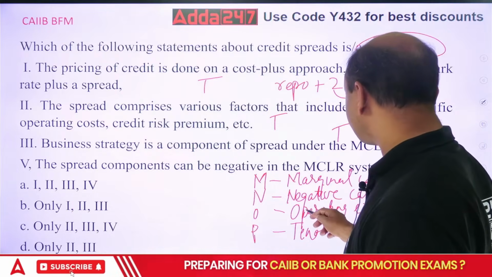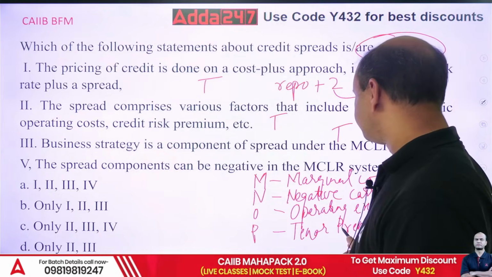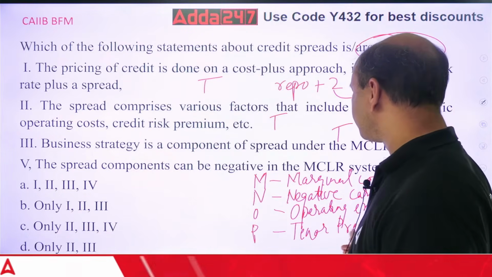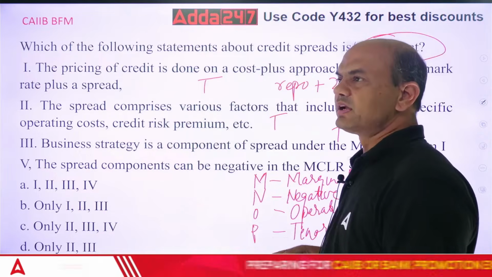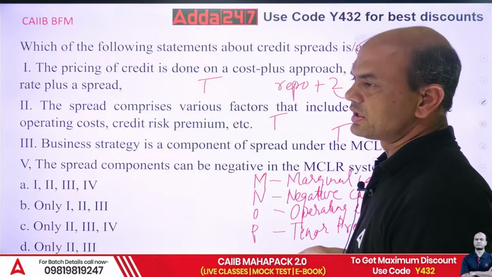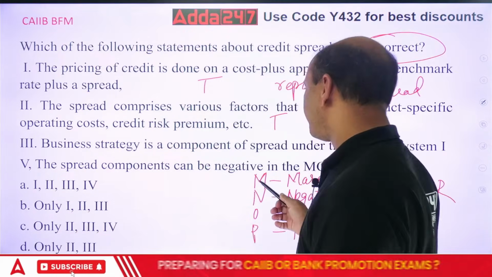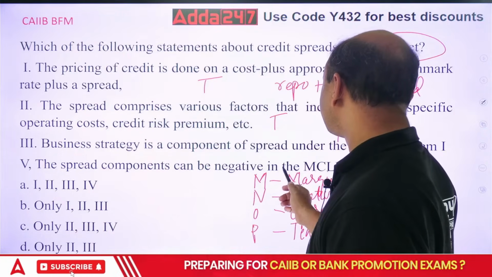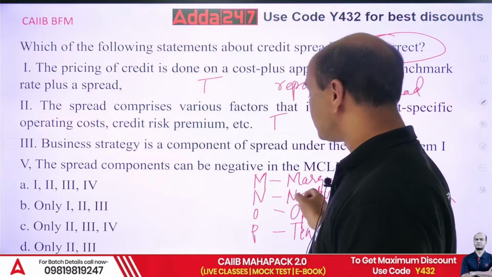Which one can be negative? Tenor premium will always be positive if you are having a long-term loan. Negative carry for CRR, it can never be negative. The spread components can be negative in MCLR? Negative carry, no, it will also be positive.